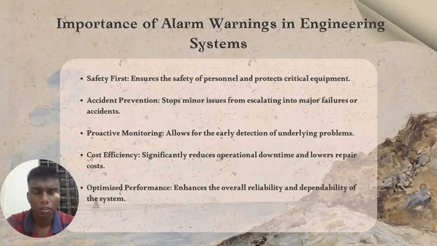Next, I'll be talking about the importance of alarm warning in engineering systems. Firstly, safety, which ensures the safety of personnel and protects critical equipment. Second, accident prevention, which stops minor issues from escalating into major failures or accidents. Third, proactive monitoring, which allows early detection of underlying problems. Fourth, cost efficiency, which significantly reduces operational downtime and lowers repair costs. Lastly, optimized performance, which enhances the overall reliability and dependability of the system.